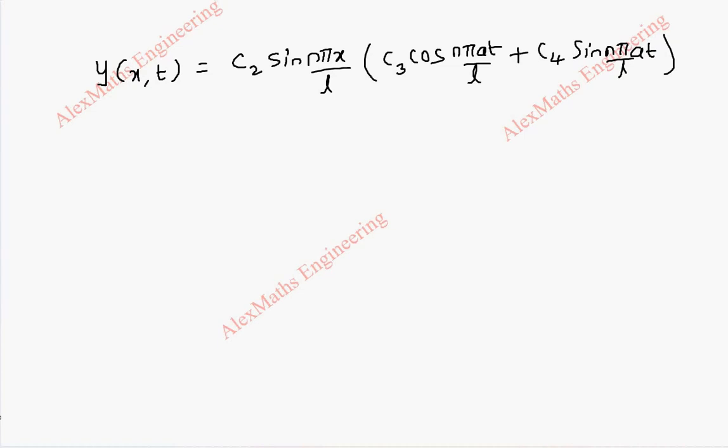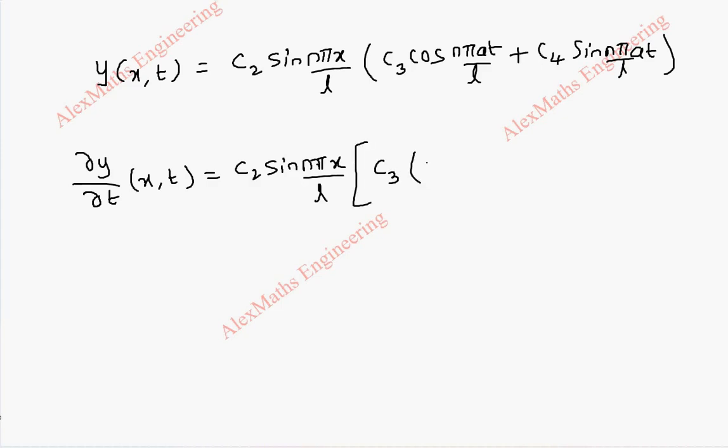Now we are going to apply the third condition, but for that I need its derivative. So I am going to find ∂y/∂t at (x, t). Here x is a constant because we are differentiating partially with respect to t. So the first term c2 sin(n pi x/L) will stay as it is. In this differentiation, c3 is a constant, and the derivative of cos is minus sin, so minus sin(n pi a t/L) into n pi a by L.